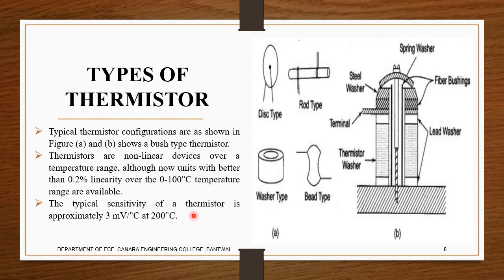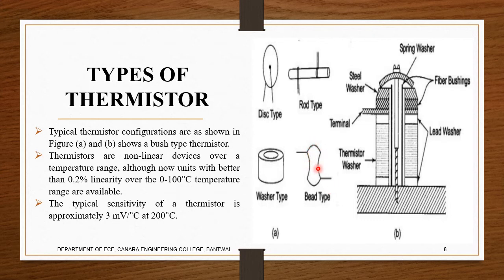At first we'll discuss the bead type. It's the smallest thermistor, made in the form of beads. Some are as small as 0.15 millimeter, around 0.006 inches, in diameter. They have a glass coating or shield.